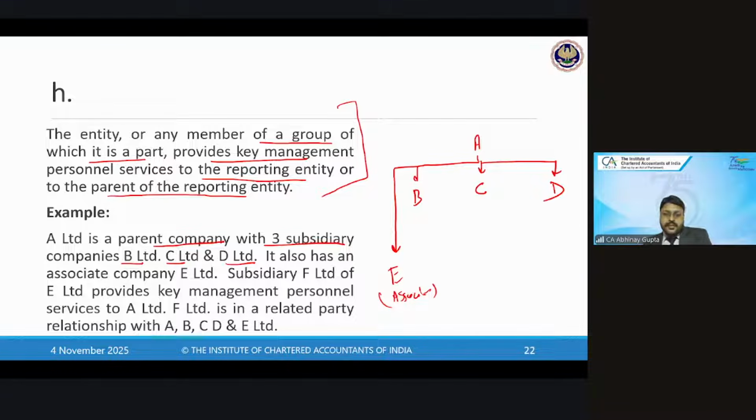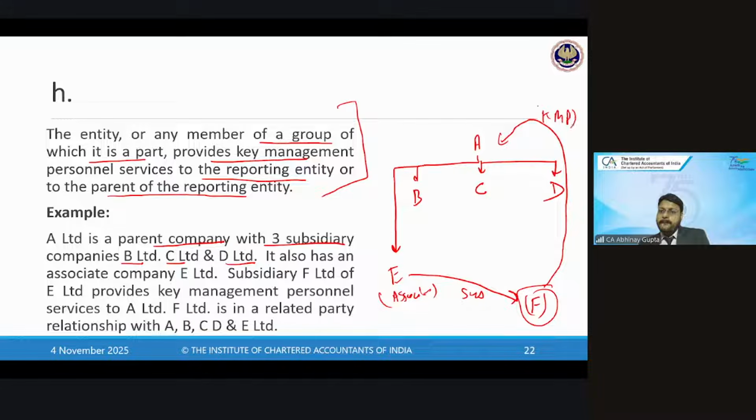Subsidiary F also has an associate E Limited, and subsidiary F Limited of E Limited provides KMP. So E Limited has a subsidiary F, right? So F is the subsidiary of which company? E. E is the associate of A, correct? So that's the structure. Now this F Limited is providing the KMP services to A Limited, the parent company.